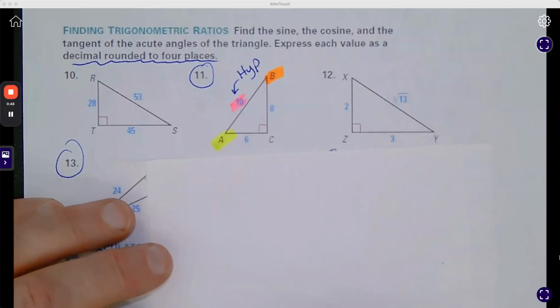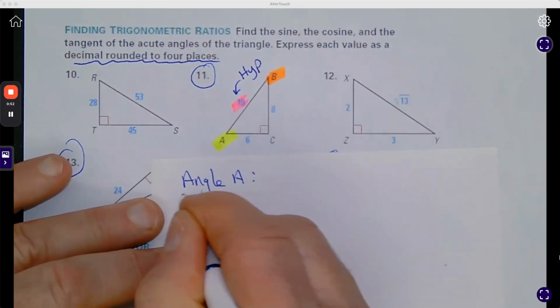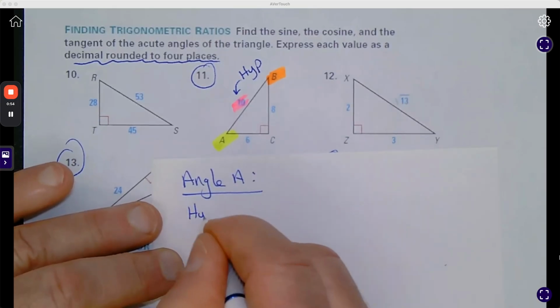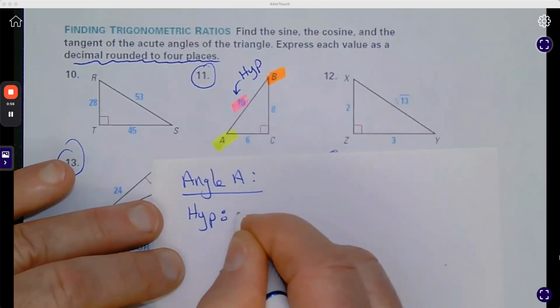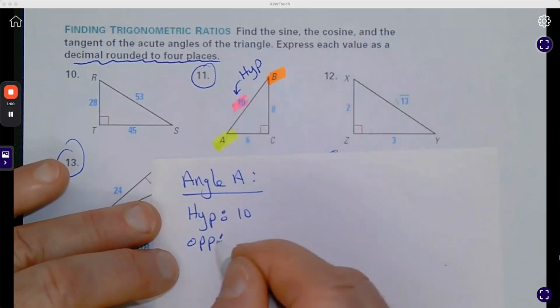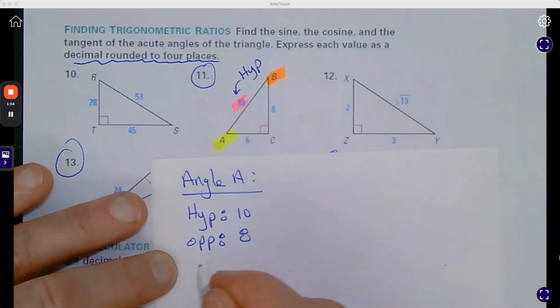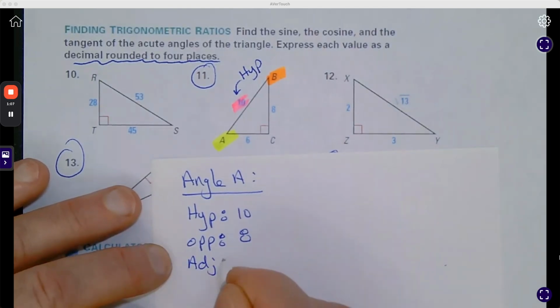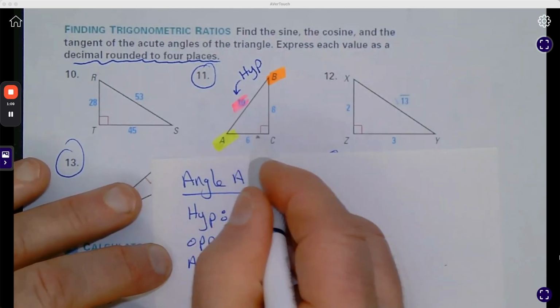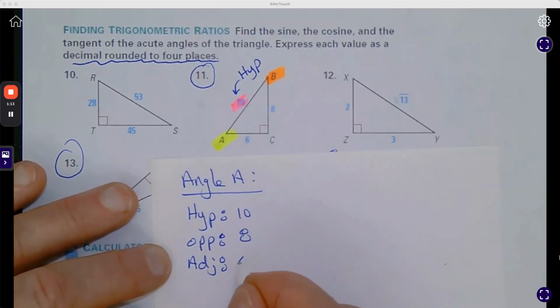All right, so from angle A, we have the hypotenuse. That is 10. We have the opposite of A. Opposite means across from, so 8. And then we have the adjacent of A, that's next to, the leg next to it, and that's 6.